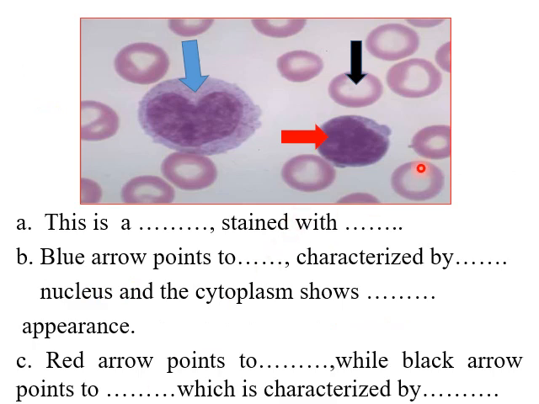This, dear students, is a blood film stained with Leishman. The blue arrow shows the large cell, which is the monocyte. The nucleus is kidney-shaped. The blue arrow points to the monocyte characterized by the kidney-shaped nucleus, and the cytoplasm appears as a frosted glass appearance. The red arrow points to the monocyte, while the black arrow points to RBCs with central pallor. The monocyte and the lymphocyte increase in chronic infection.